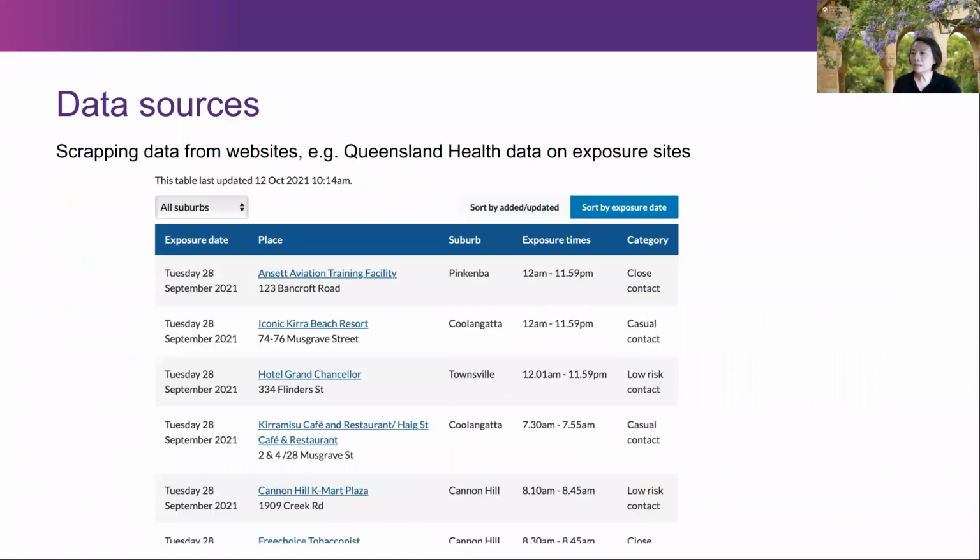The other thing is scraping data from websites, which is a lot more challenging. So for those of us based in Queensland, this is probably a familiar table. So they have a list of exposure sites, and every state has something similar. So this list can become very long very quickly, and it's a real challenge for people to find what information they need. So we turn all of this into our mapping tool, but this needs to be scraped. It's not in any kind of a CSV file.